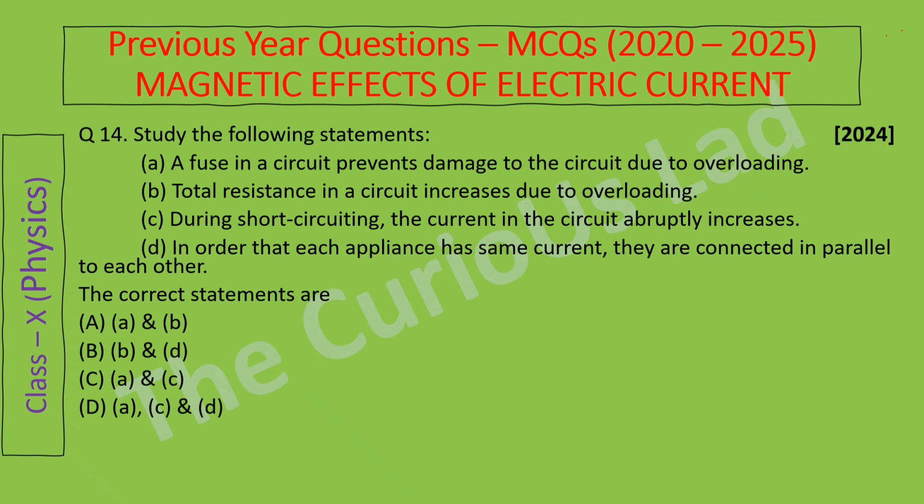And the options are: option A, Statement A and Statement B; option B, Statement B and Statement D; option C, Statement A and Statement C; or option D, Statement A, Statement C and Statement D. And the correct answer is option C, Statement A and Statement C.